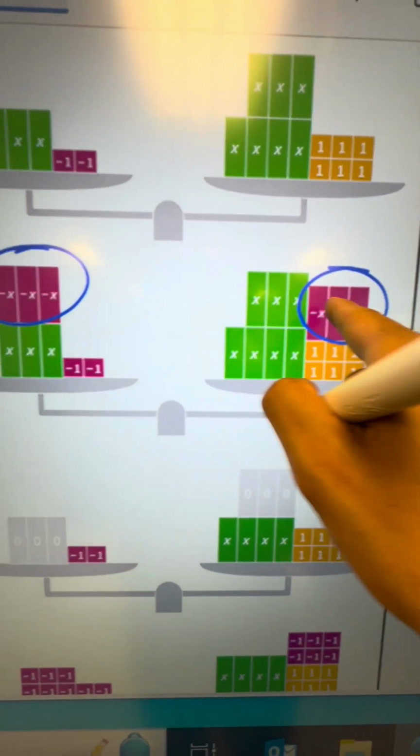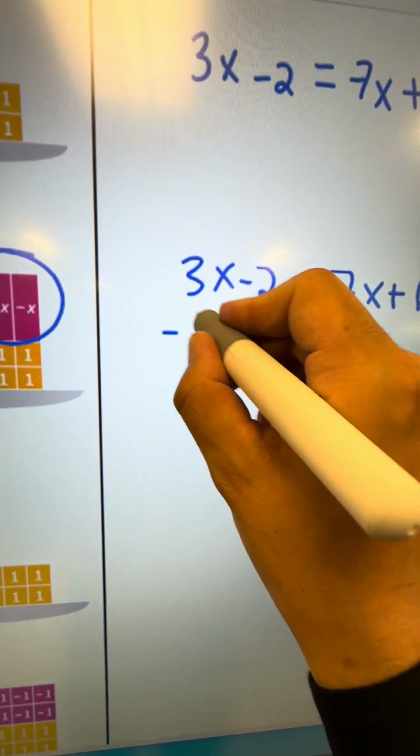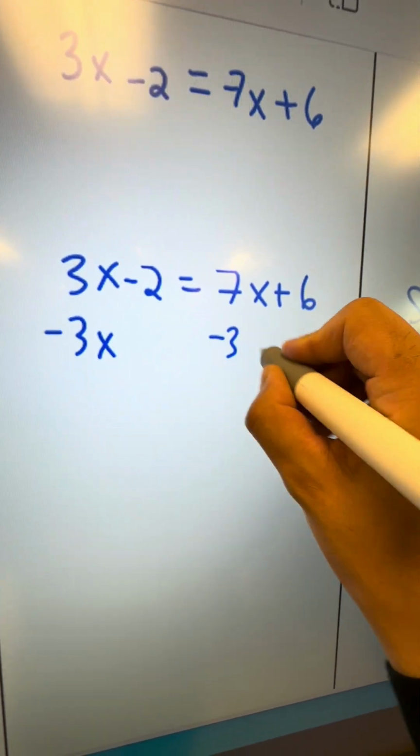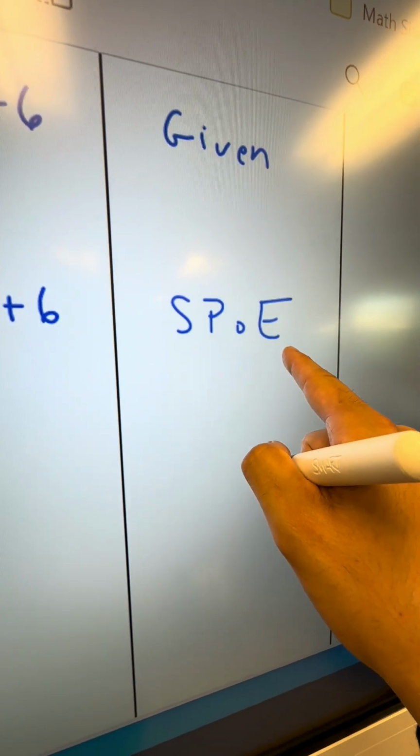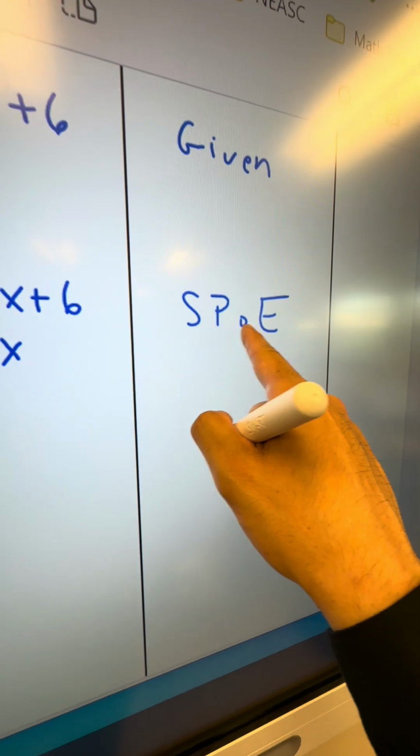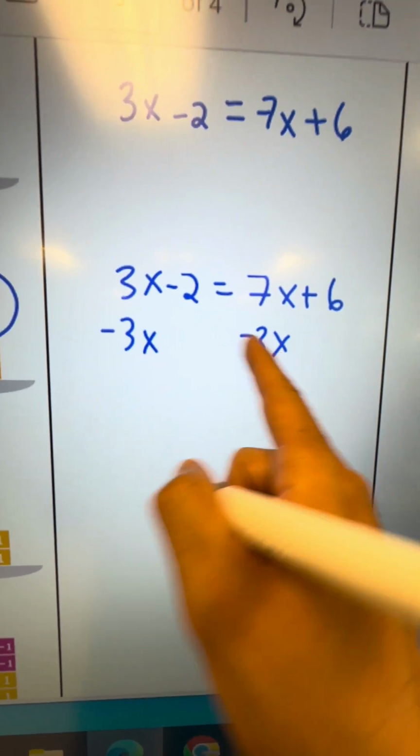And notice that they grouped the x's together. So I'm going to take away 3x here and take away 3x here because those are my like terms. Subtracting 3x to both sides means we're using the subtraction property of equality. So make sure if you're using the property of equality, you're always showing the identical step on both sides.